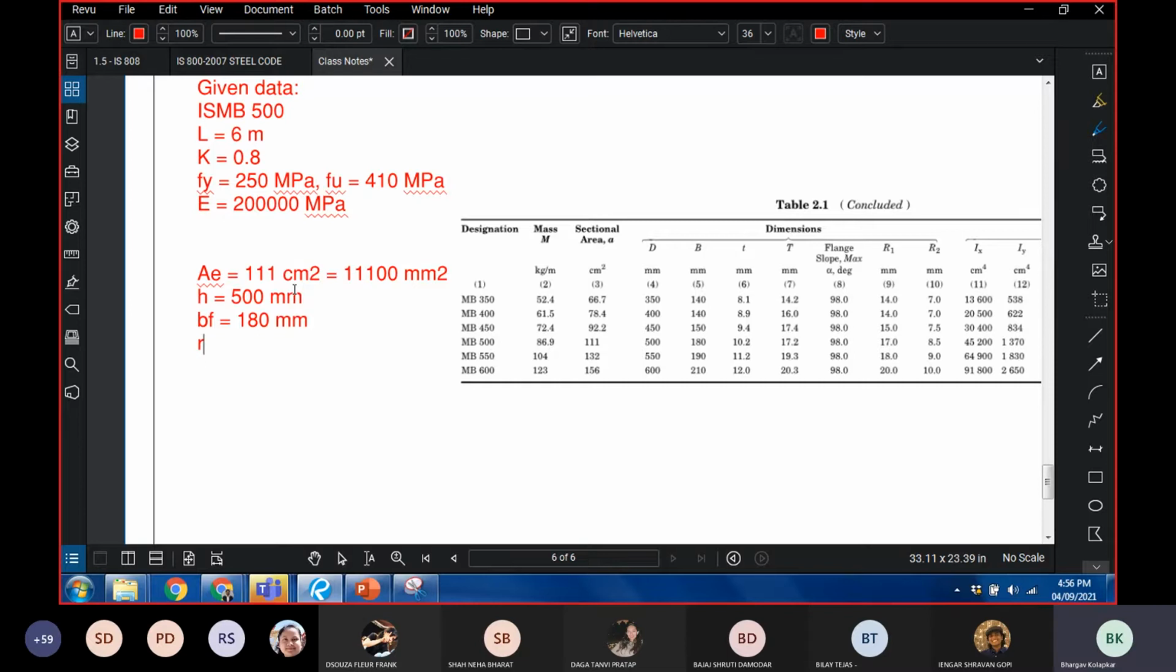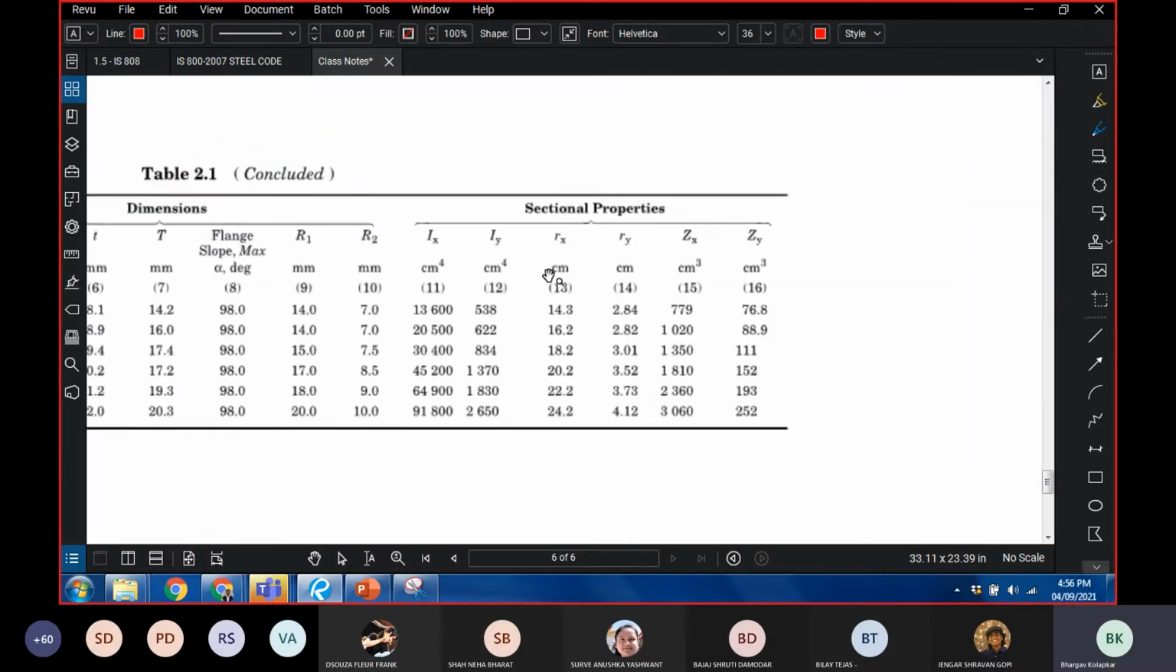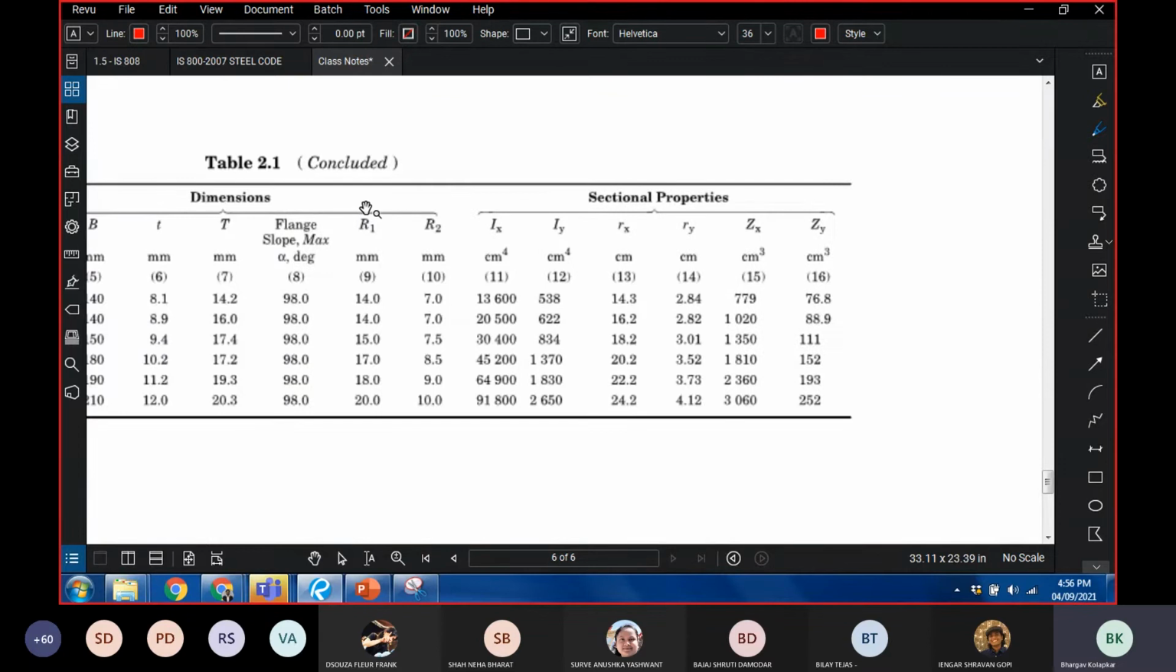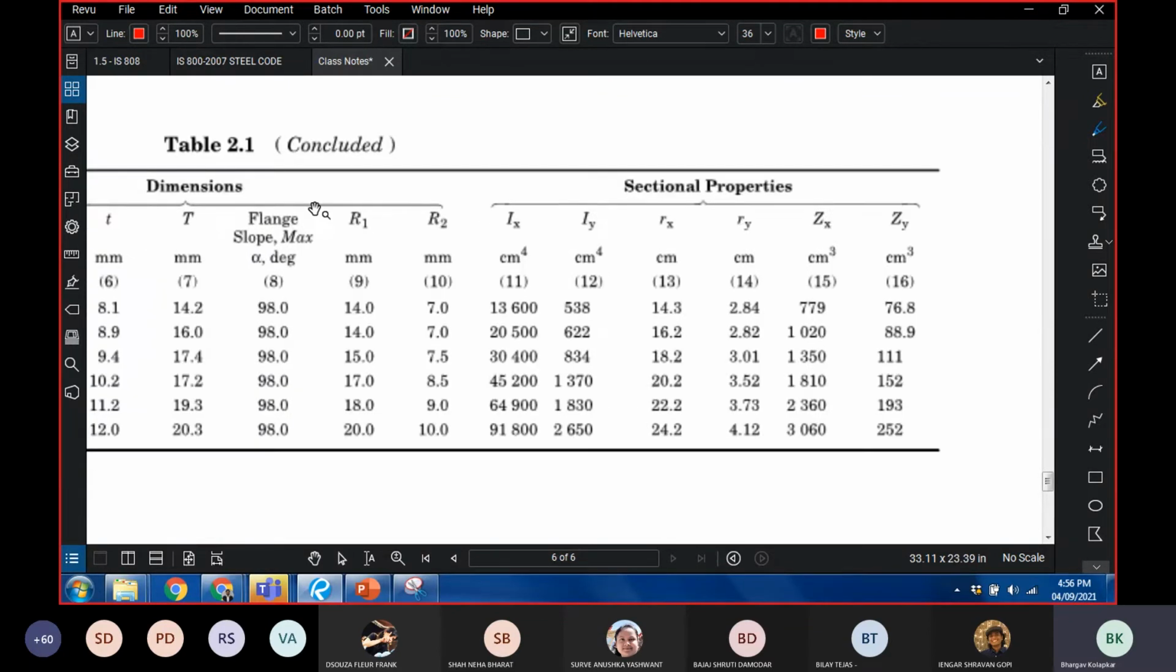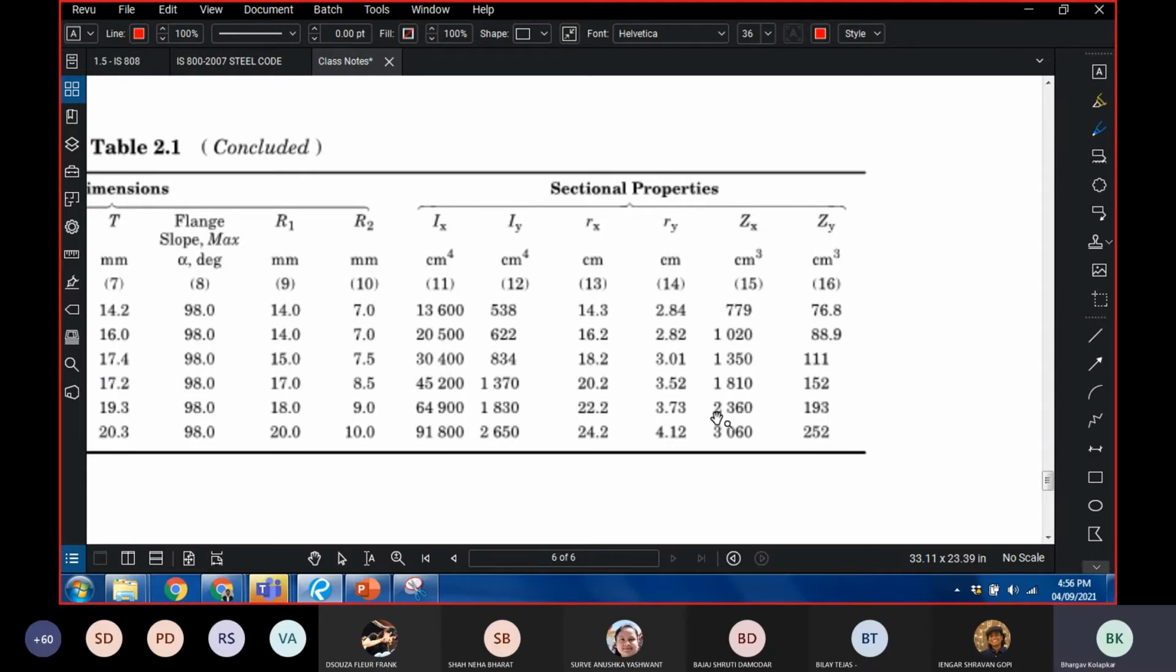Then the next thing that we need is the ratio of KL upon R. But here there are two values of R. This is not the R that we are looking for. This is the radius of curvature of the section. This is not the R that we are interested in. We are interested in this R, which is the radius of gyration.